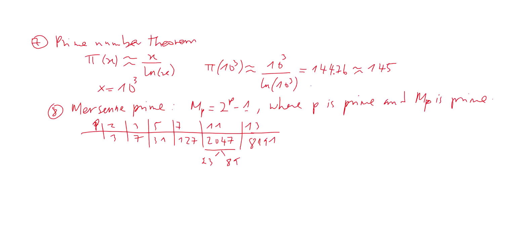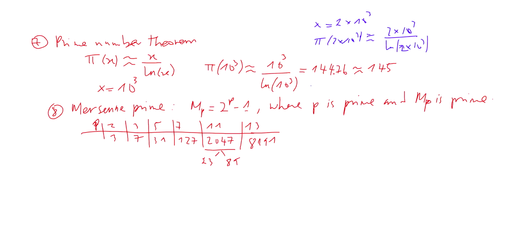It doesn't matter if I give you x to be 2 times 10 to the power 3. All you have to do is find it the same way: it's approximately 2 times 10 to the power 3 over ln of 2 times 10 to the power 3. So this is how you find these numbers. Of course, usually I approximate them, I round them up.